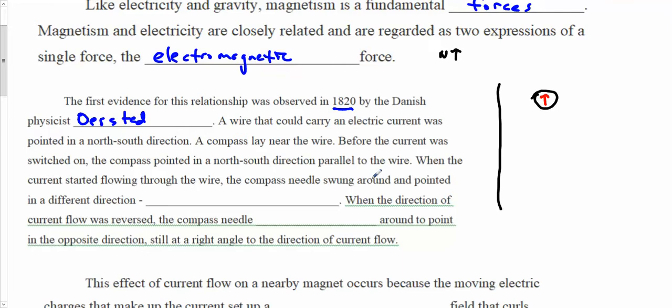When current starts to flow through the wire, this needle suddenly no longer wanted to point in a northerly direction. It suddenly flipped and went that way if the current was flowing in that direction. We'll say, let's just say, east-west direction. When the direction of the current flow is reversed, if suddenly the current was going this way, he found that the compass needle flipped around to point in the opposite direction, still at a right angle to the direction of current flow.